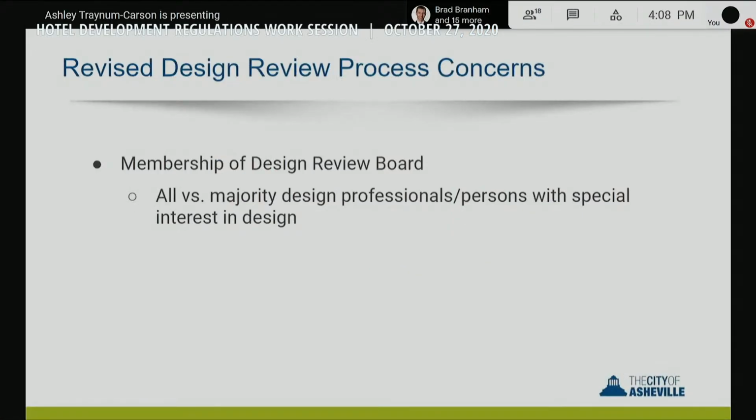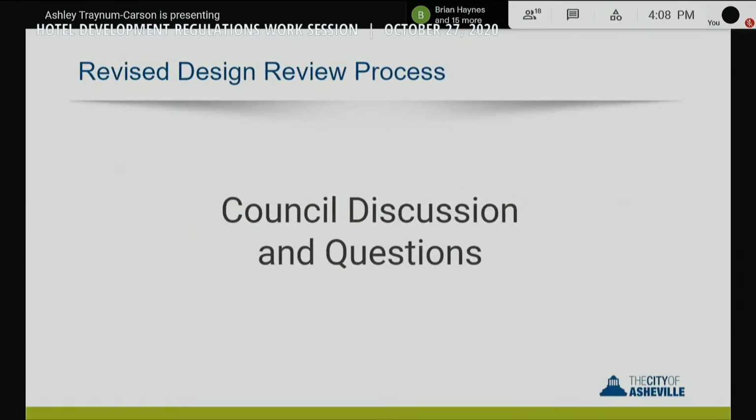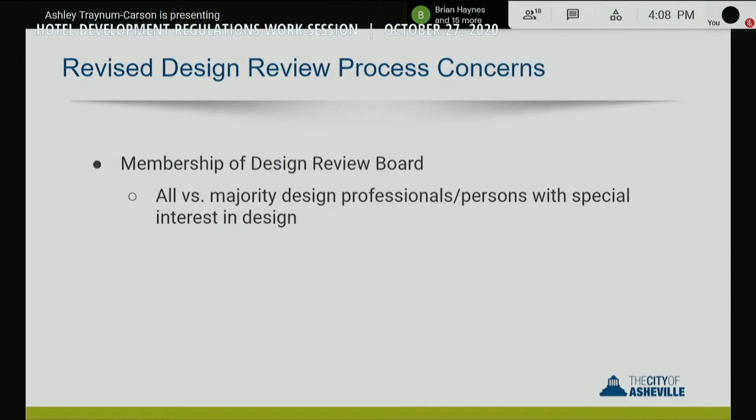I'm sorry, there was one more concern, and that just had to do with the makeup of the design review board. I know this is something that was just introduced to you all for the first time this afternoon, but a question that had come up at the Riverfront Commission meeting was whether to have all members or a majority of the members have a design experience or just an interest in design. Just something for you all to consider is the makeup of the membership of the design review board.